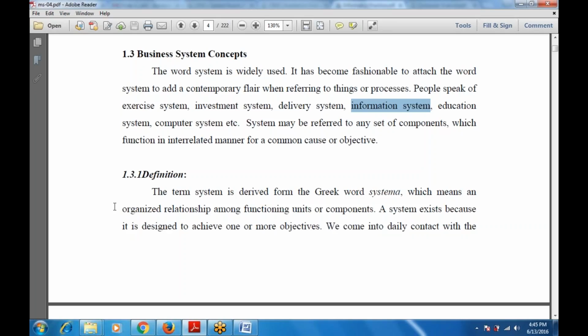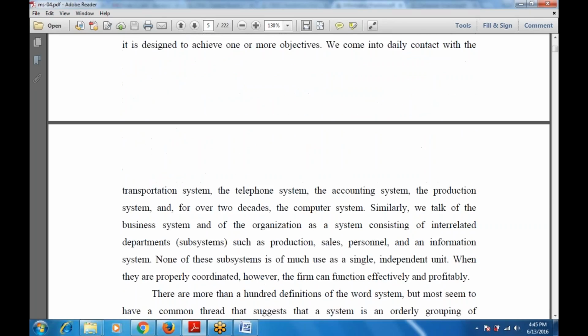The term system is derived from the Greek word systema, which means organized relationship among the functioning units or components. And a system exists because it is designed to achieve one or more objectives. We come into daily contact with the transportation system, telephone system, accounting system, production system, and so on.